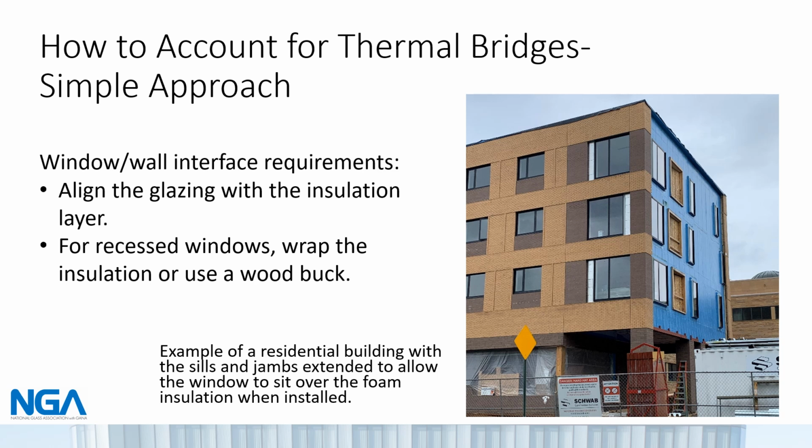This photo shows a residential building with the sills and jambs extended to allow the window to sit over the foam insulation when installed. This example shows how to properly account for thermal bridging. When they add in insulation, it will line up with the window.